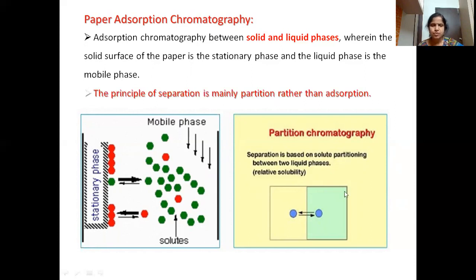Even in the next diagram you can see the separation is based on solute partitioning between two liquid phases. Whatever solute is there, this is the stationary phase and the mobile phase. Now this is the solute or the component which is moving in and out. It is getting partitioned between the two liquid phases. So generally the principle involved in paper chromatography is the partition type rather than adsorption.